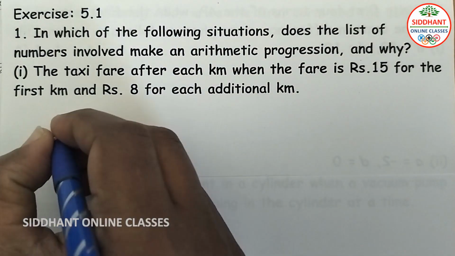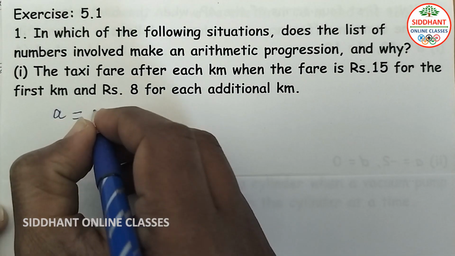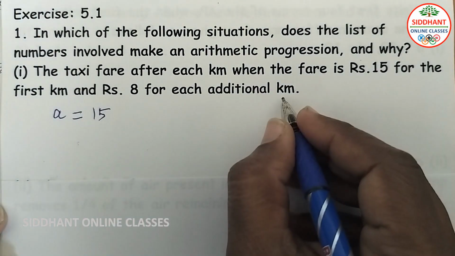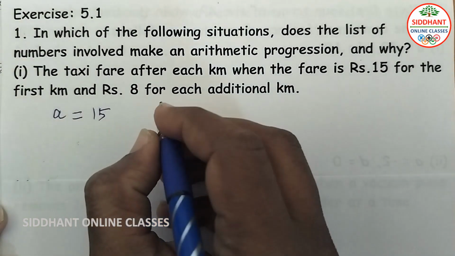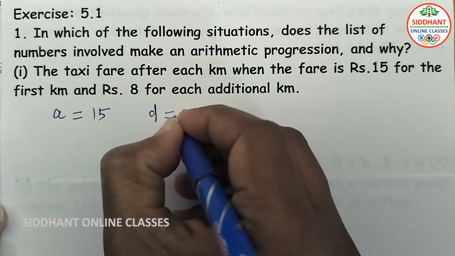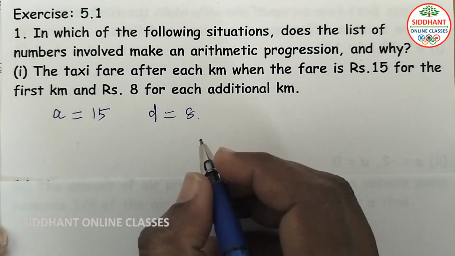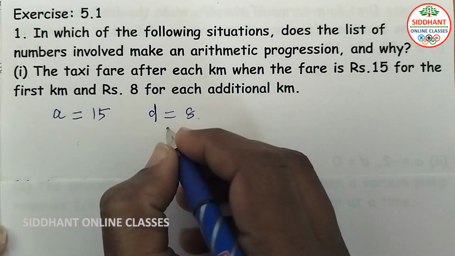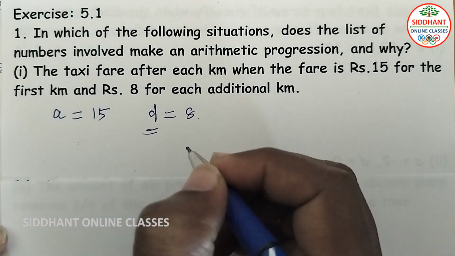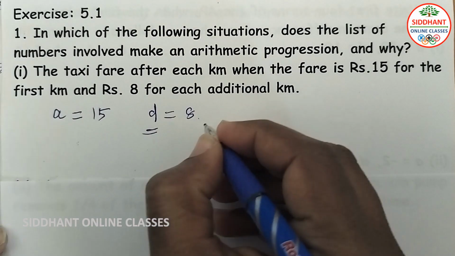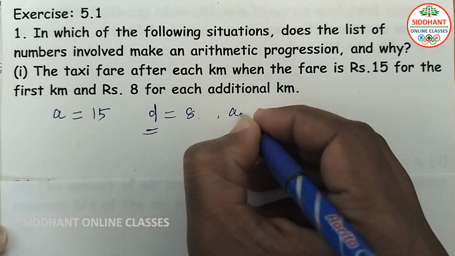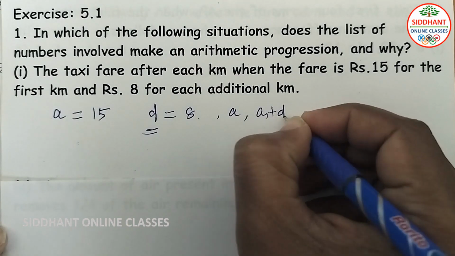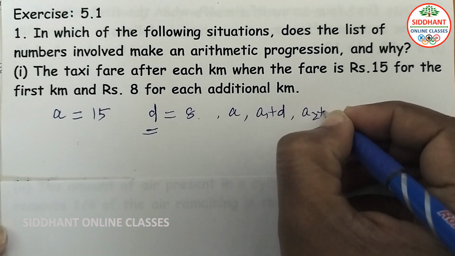So here we are going to see a equal to 15 rupees. And after that, for each kilometer we are going to see rupees 8. That means d equal to 8 here. So we know the arithmetic progression should have a common difference. The common difference here is d. So we can say that the first term will be a, the next will be a plus d, next a plus 2d.